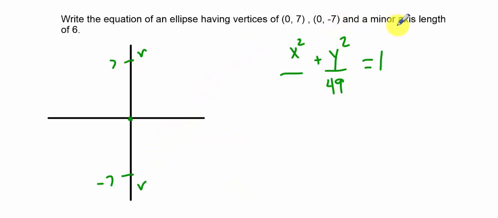And then I know the minor axis has a length of 6. The minor axis length is 2b. So b is equal to 3. Therefore, b squared gives me 9.